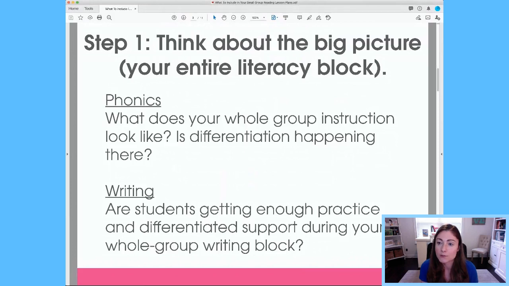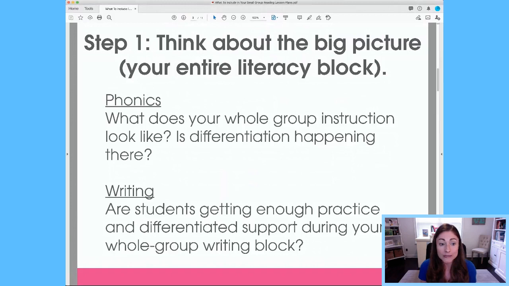So we are going to look at real lesson plans, but first, when we're planning, I broke that process down into 3 different steps. And so step number 1 would just be to think about the big picture, being your entire literacy block. So sometimes when I get asked the question, what should I put in my small group? As much as I wish I could give you a really straight, simple answer, the honest truth is that it just depends on what else you're doing during your day, right? Because small group doesn't live in a bubble.